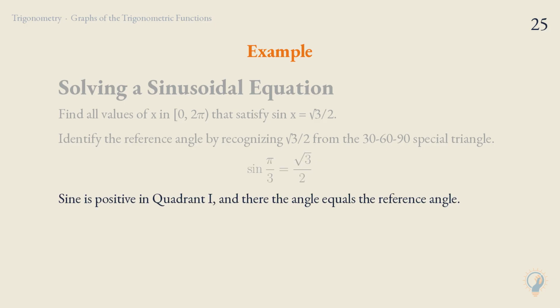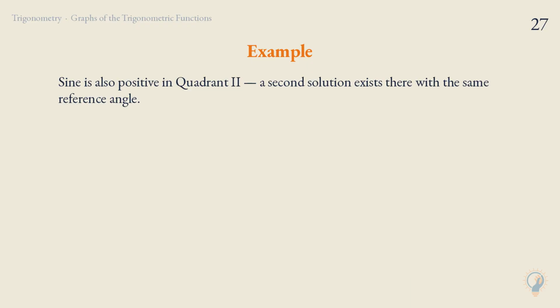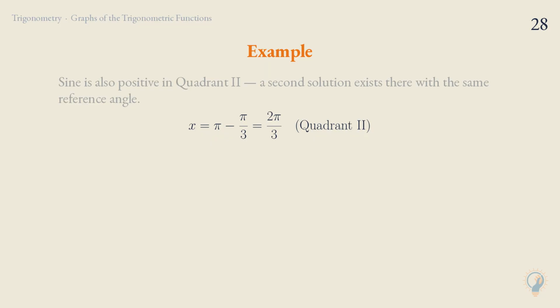Sine is positive in quadrant 1, and there the angle equals the reference angle. So x equals pi over 3 is the first solution, in quadrant 1. Sine is also positive in quadrant 2. A second solution exists there, with the same reference angle. That second solution is x equals pi minus pi over 3, which equals 2 pi over 3.